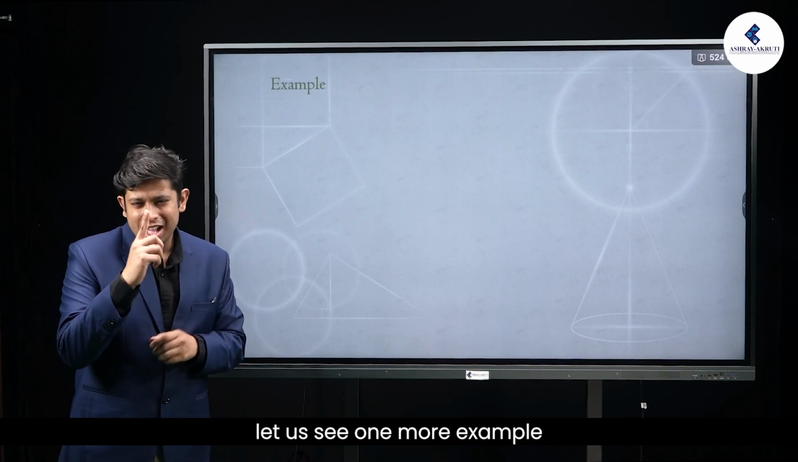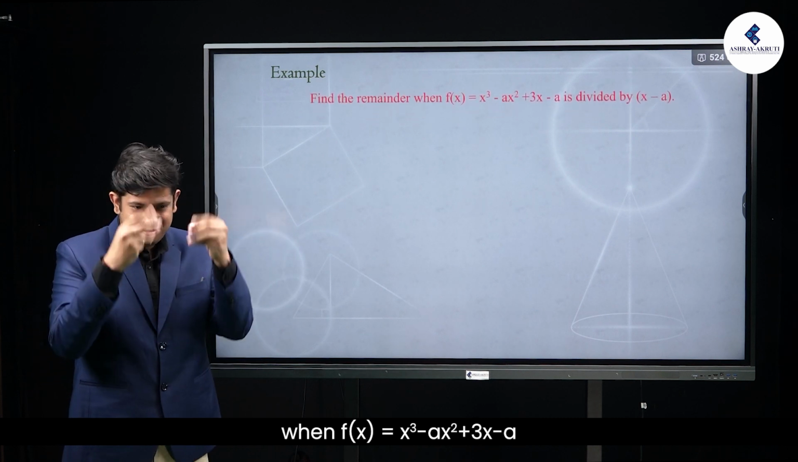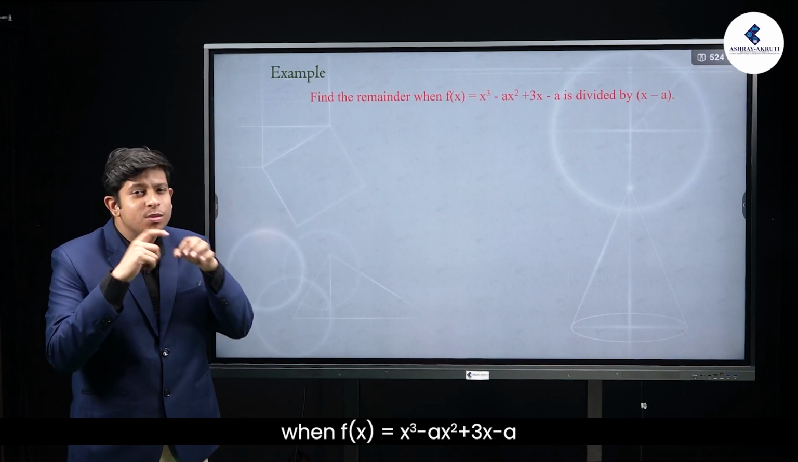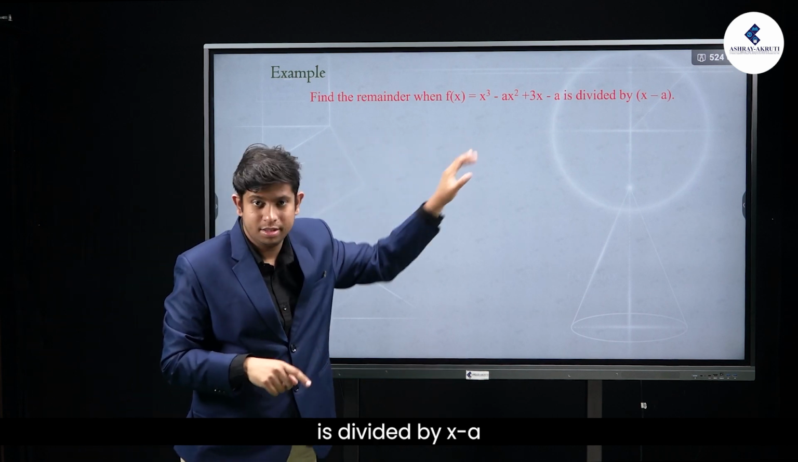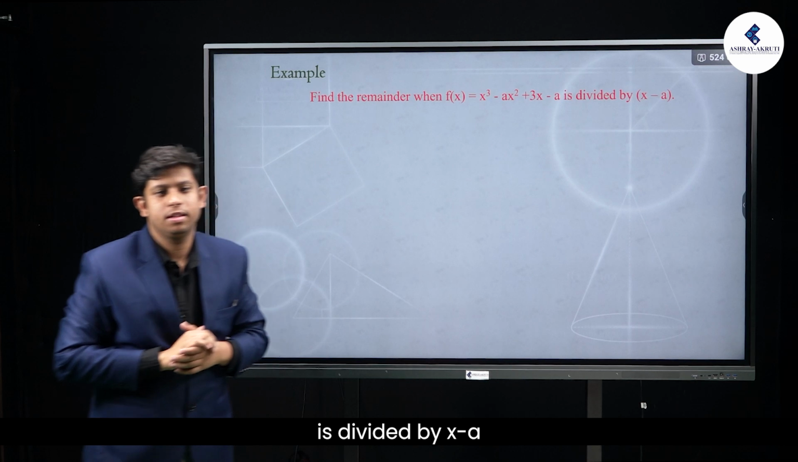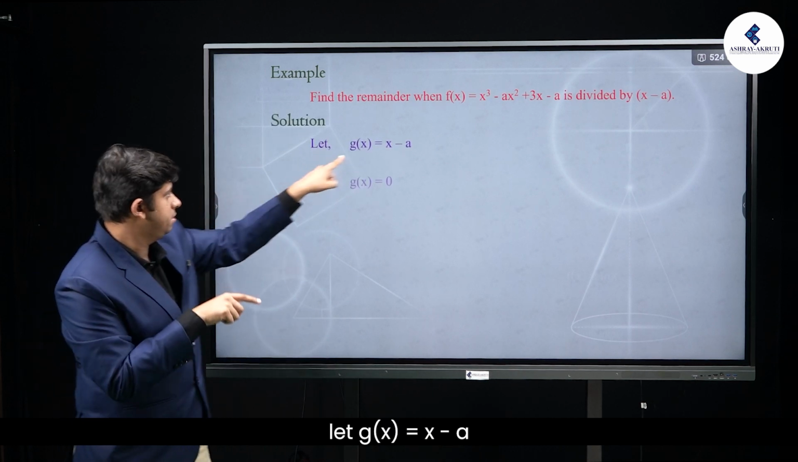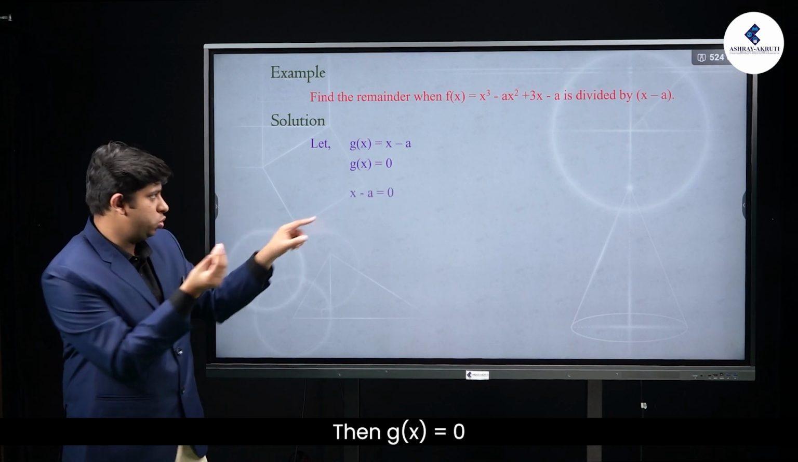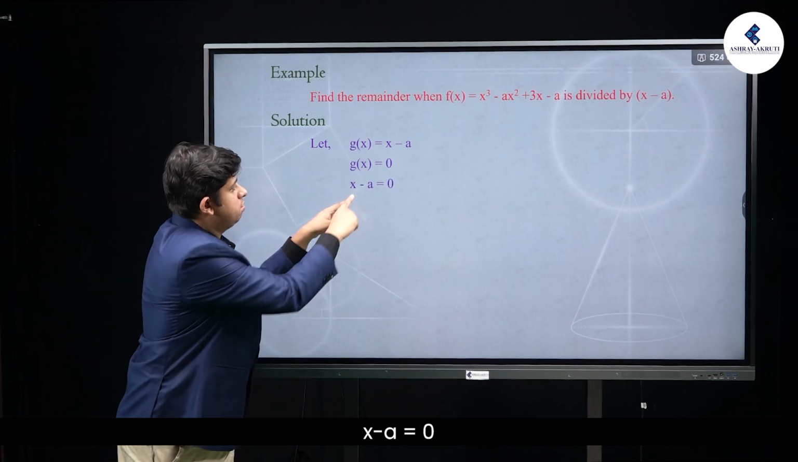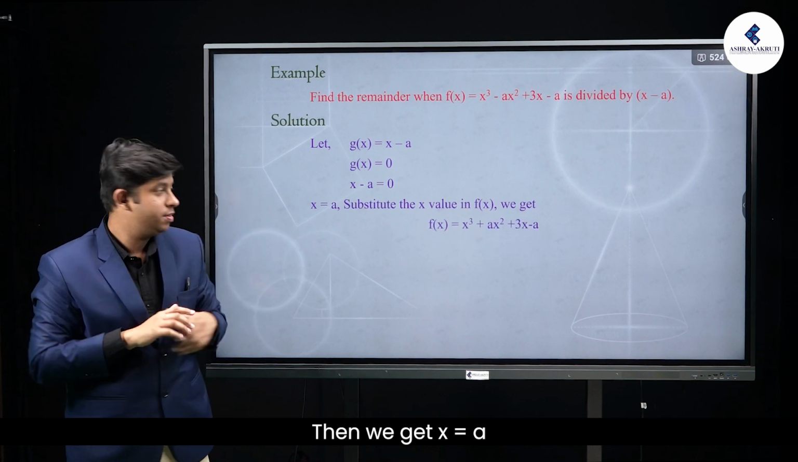Let us see one more example. Find the remainder when f of x is equal to x cube minus ax square plus 3x minus a is divided by x minus a. Solution: let g of x is equal to x minus a, then g of x is equal to 0, that is x minus a is equal to 0, then we get x equal to a.